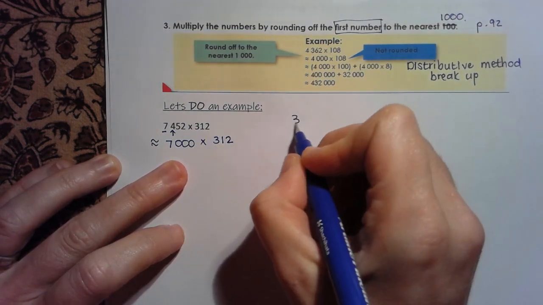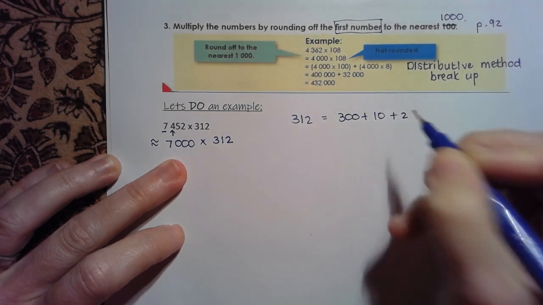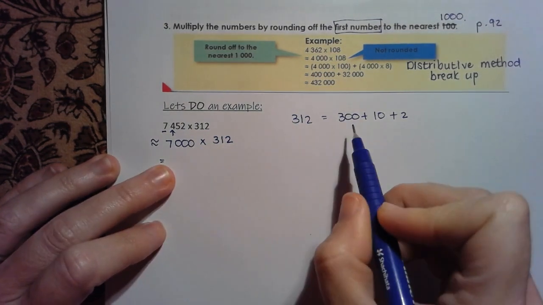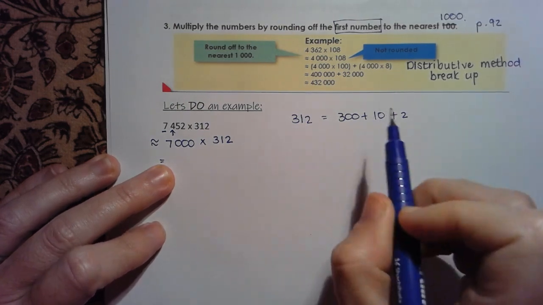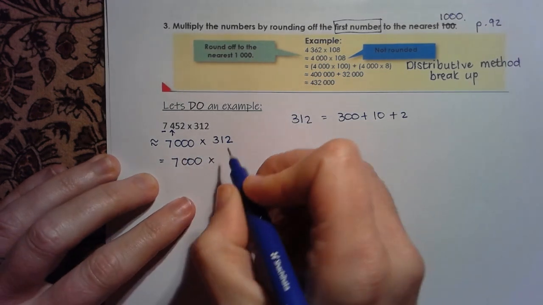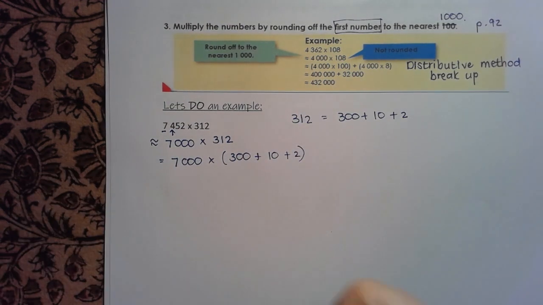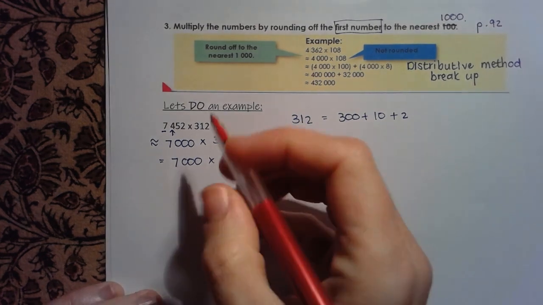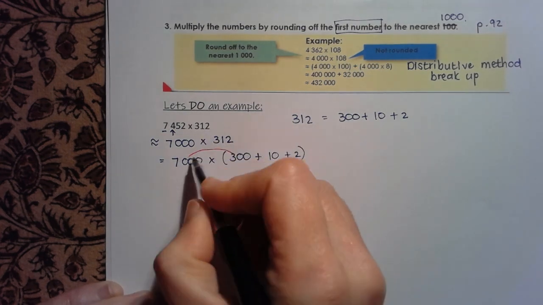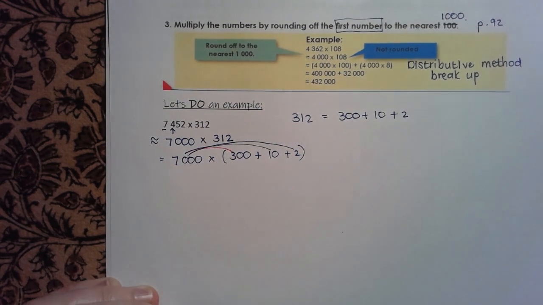Now we're going to take this number 312 and we're going to break it up. 300 plus 10 plus 2. Okay, so now this means that 7,000 will multiply separately with 300, with 10, and with 2. So let me just write this line before we get to that part. So I'm just breaking it up. 300 plus 10 plus 2. And now 7,000 is going to multiply with each one of them separately. I'm going to use different colors. So 7,000 times 300. Then another color for 7,000 times 10. And then another color for 7,000 times 2.